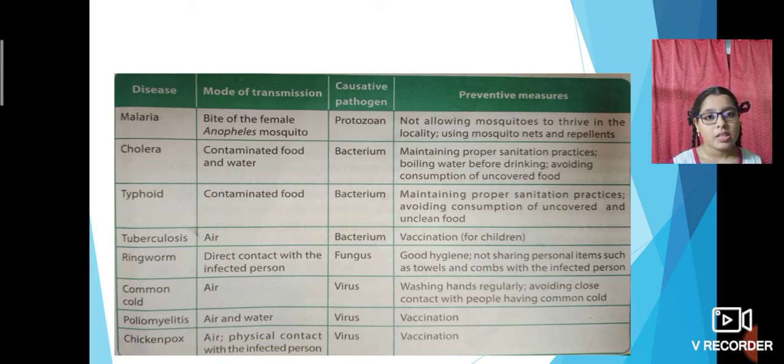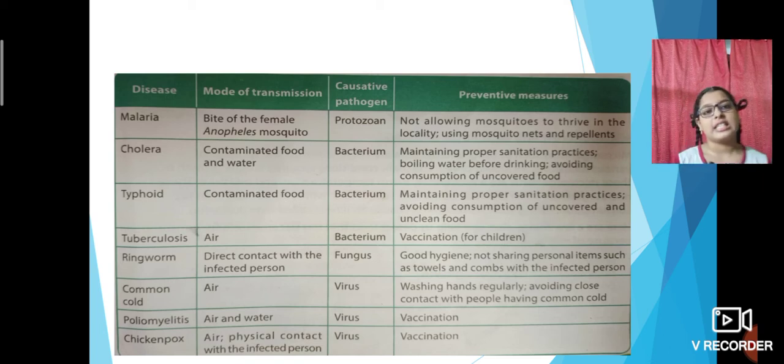The causative pathogen is fungus, and the preventive measures are good hygiene and not sharing personal items such as towels and combs with the infected person. It means that you have to maintain good hygiene, like following good manners and keeping your body healthy. And the second preventive measure is not to share personal items like towels, combs, brushes, clothes, etc.